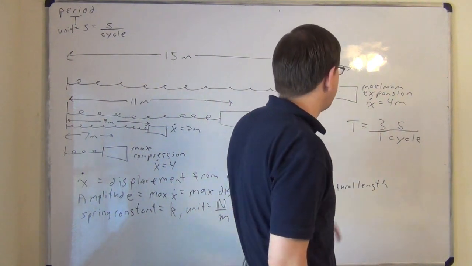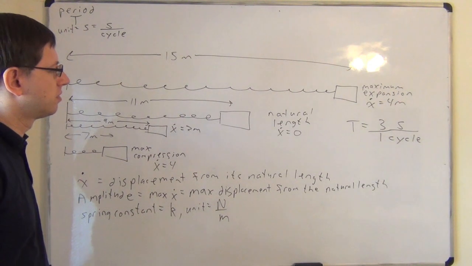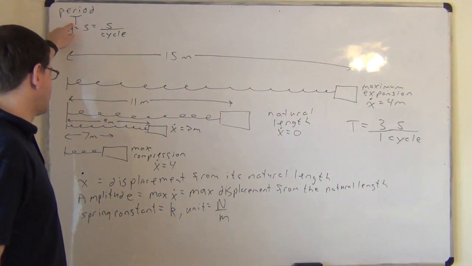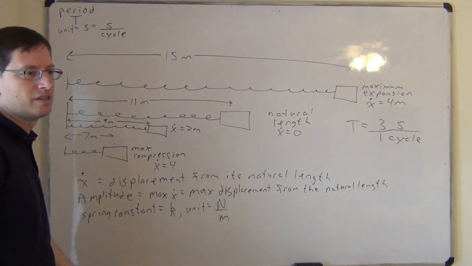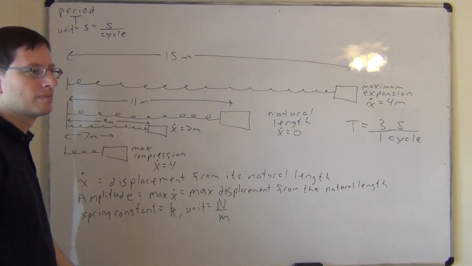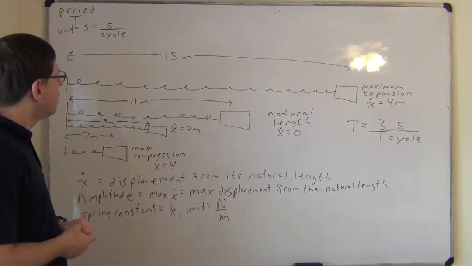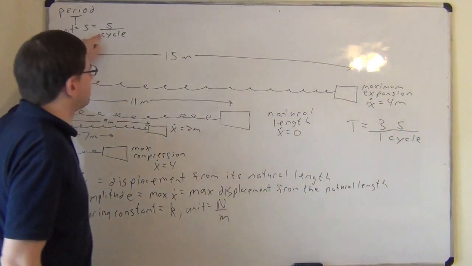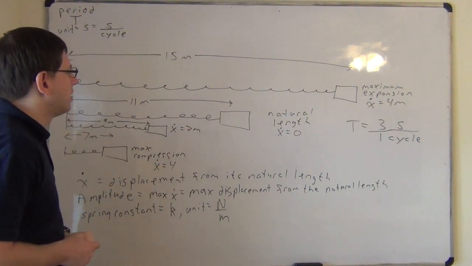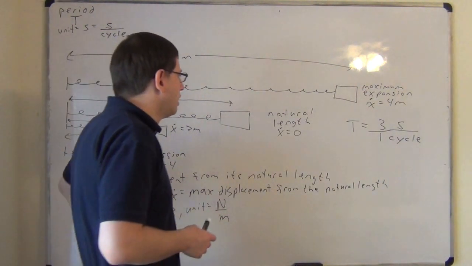Okay. So how would you describe the period in words then? What's the definition of the period? 3 seconds to complete 1 cycle. But what's the definition of the concept? For example, x is displacement from natural length. What's the definition of period? Time to complete a cycle. That's right, time to complete 1 cycle. It's just important to know the definition. So remember that we interpret it by putting a 1 on the bottom. The period tells us how long it's going to take to complete 1 cycle.